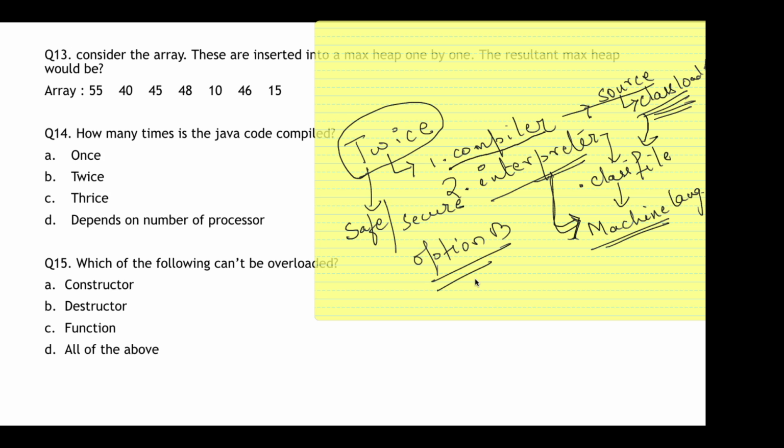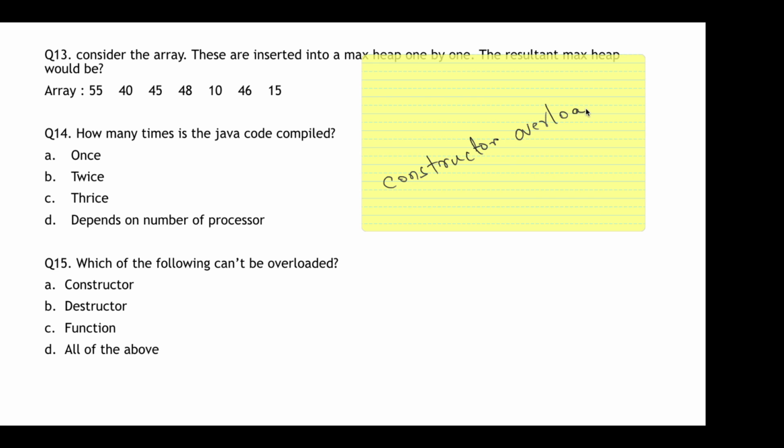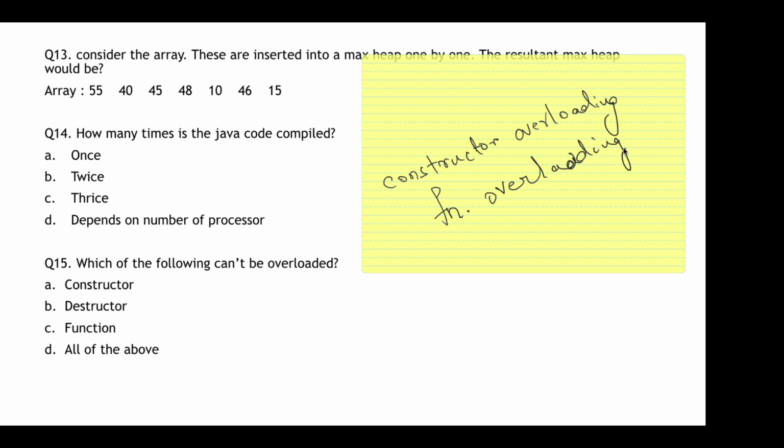That is twice. So moving on to the next and the final question. Which of the following can't be overloaded? Okay. Now see, we know constructors can be overloaded. Constructor overloading is there. Function overloading is also there. Okay, you can overload a function by having the same name but different parameters.